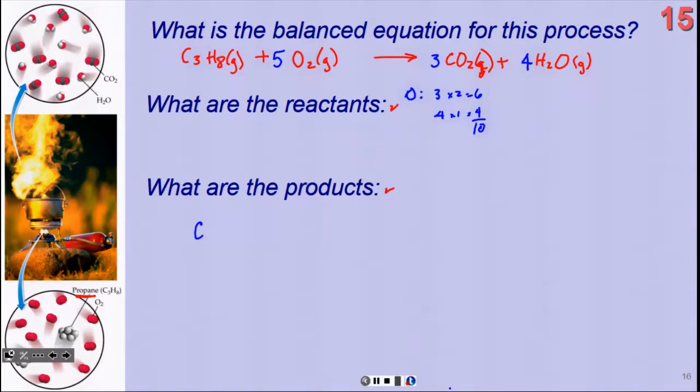So on the left you have 3 carbons, 8 hydrogens, and then 10 oxygens. On the right you have 3 carbons, 6 oxygen plus 4 oxygen is 10 oxygen, and 4 times 2 is 8 hydrogens. Which way you put the symbols or the numbers in front is all arbitrary as long as you see where you're going. Oxygen and 0 look the same, so be really careful how you read those. It doesn't always make any sense when you have oxygens that look like zeros. Be careful. Okay, that one wasn't too bad.